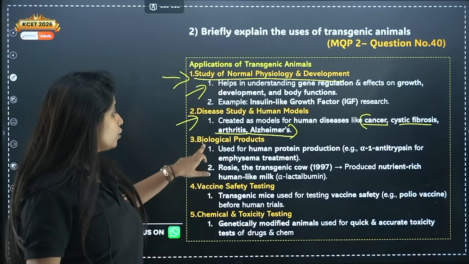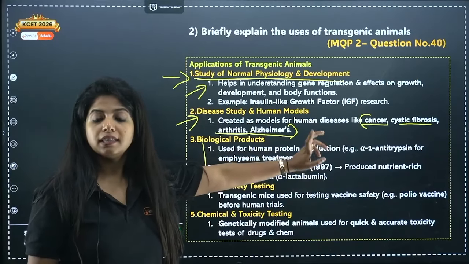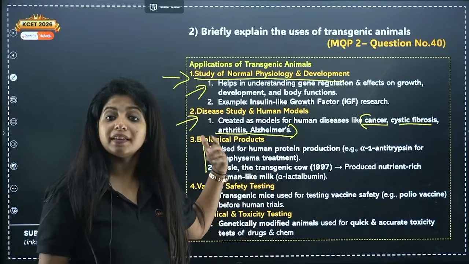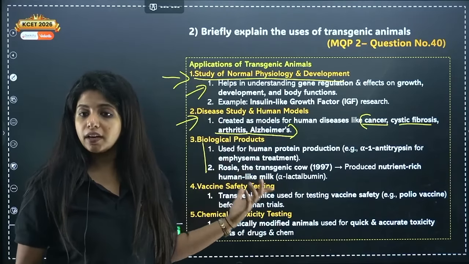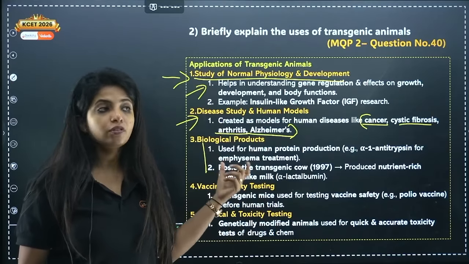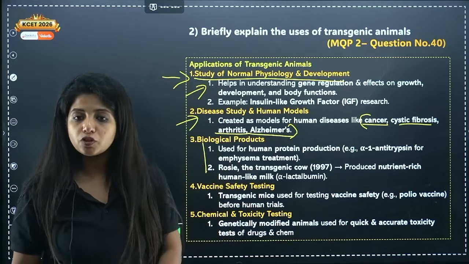Okay, now for production of biological products, you already saw that alpha-1 antitrypsin is being produced by animals. It is used in emphysema treatment. Apart from that, Rosie the cow is producing what? The nutrient-rich human milk, that is alpha-lactalbumin-rich milk.